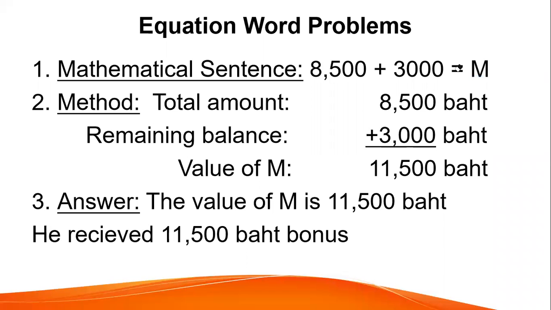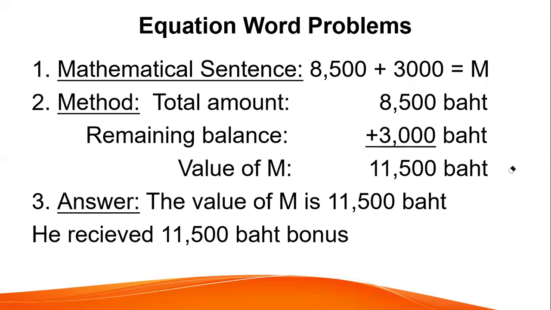All right. Now let's move on to our second step, which is writing down the method. The total amount of the refrigerator is 8,500. And the remaining balance, or the amount of money he has left, is 3,000. Now we are going to find the value of M, which is the total amount of money he received from his employer. So how much money did his dad receive? If we add together 8,500 plus 3,000, we get 11,500 baht. That is a lot of money.